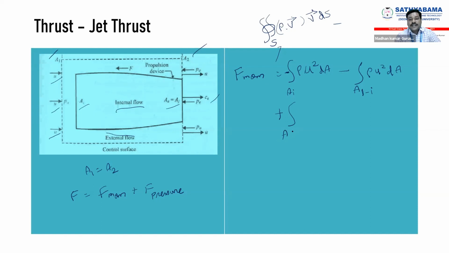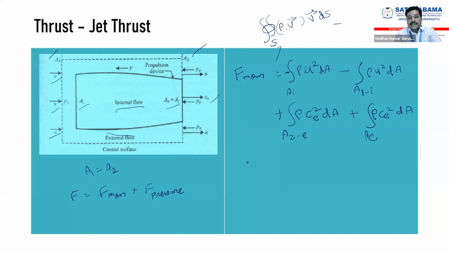So A, where the flow occurs from 2 to E. So 2 to exit. When we consider that 2 to exit, it becomes plus, and then rho, what is this exit velocity at this 2 to E, that is rho C square dA. Similarly, you are considering only the exit area alone. We have rho C square dA. So what is this?